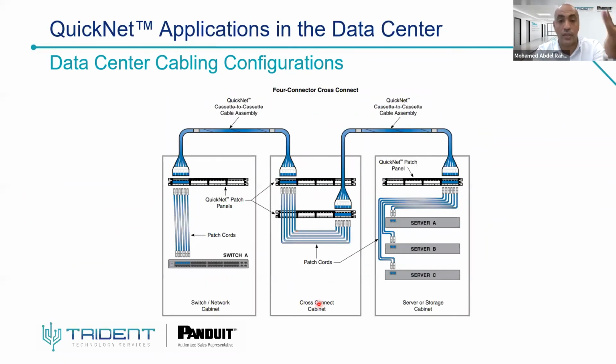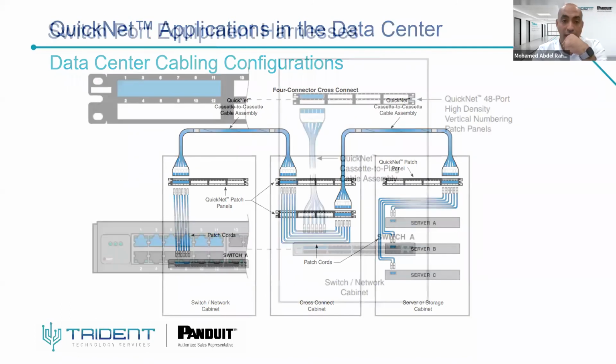So you have a cross connect cabinet, and you have a permanent link between the switch and the cross connect, and another permanent link from the server to the patch panel. So you have different scenarios when it comes to the data center link configurations.